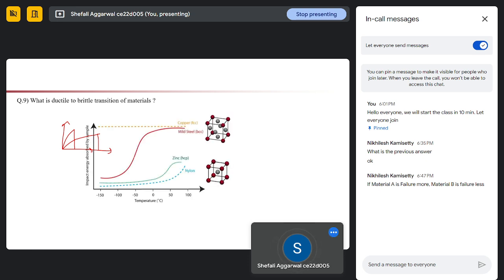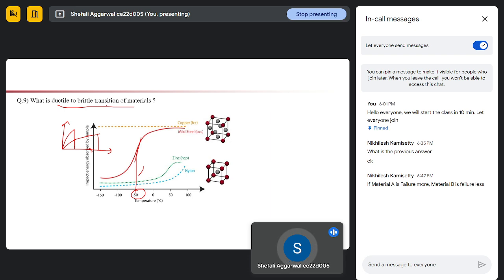The ductile to brittle transition temperature is the point at which the slope is maximum. If the slope of our curve is maximum at this point, that is called the ductile to brittle transition temperature.